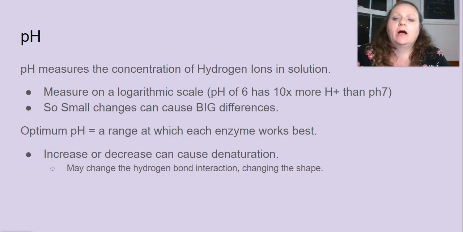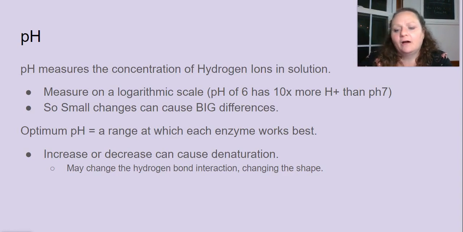pH is a measure of the concentration of hydrogen ions in a solution. And typically we think of, like, if we have a pH of less than 7, then we're looking at something that's probably acidic. If we have a pH that's more than 7, we're looking at something that's pretty basic, right? That's how we typically think of it. But really, that scale is logarithmic, which just means that a pH of 6 actually has 10 times more hydrogen ions than a pH of 7. So a small change in the pH number can actually cause big differences in the amount of hydrogen ions in solution.